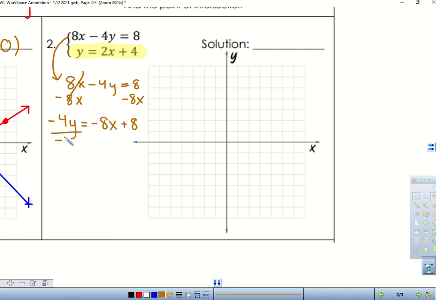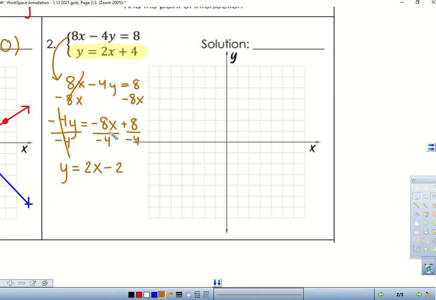I'm then going to divide both sides by -4. -8 divided by -4 is +2. 8 divided by -4 is -2. So all I'm doing is rearranging equations.